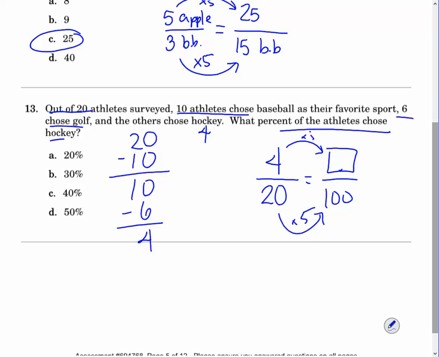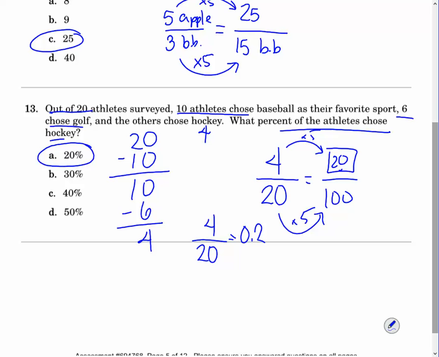And 4 times 5 gives you 20 out of 100, so 20%. Another approach that you could use, once you figure out the 4, the key thing is you've got to figure out it's 4 out of 20, right? So 4 out of 20, there's our part to whole ratio. If you take 4 and divide it by 20, you're going to get 2/10, right?